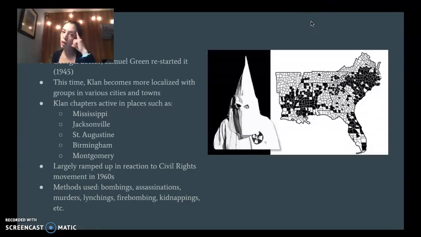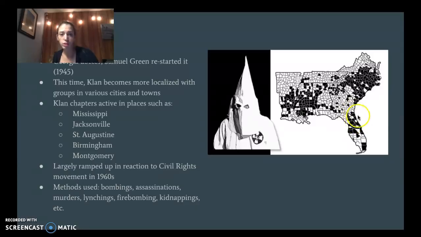Now, the third wave of the KKK started after World War II. You can see over here on this map, this is kind of scary, and that's an understatement. Here, all the dark patches are basically where there were known cells of the KKK that were active. This was during the 1960s when the civil rights movement was in full swing. So there were active chapters in places like Mississippi, in Jacksonville, Florida, in St. Augustine, Florida. You'll notice there's a lot of activity over in here, right?